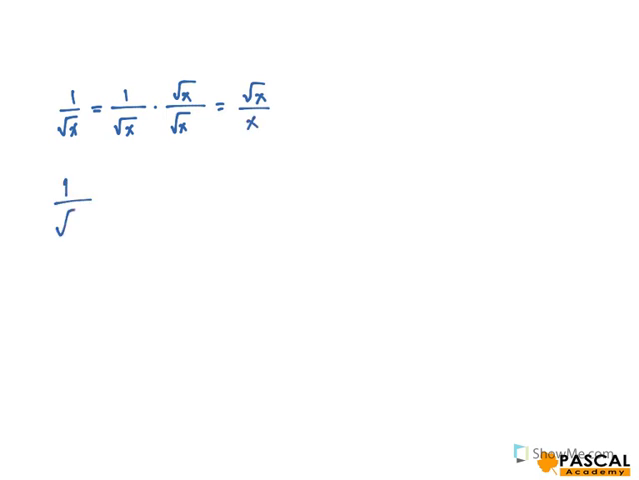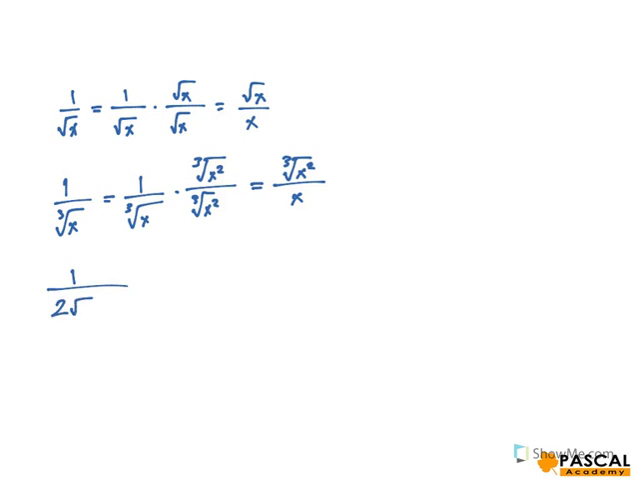1 over cube root of x. We multiply 1 over cube root of x by 1. 1 in this case is cube root of x squared over cube root of x squared. Cube root of x times cube root of x squared is cube root of x cubed. Therefore, this can be written as cube root of x squared over x.